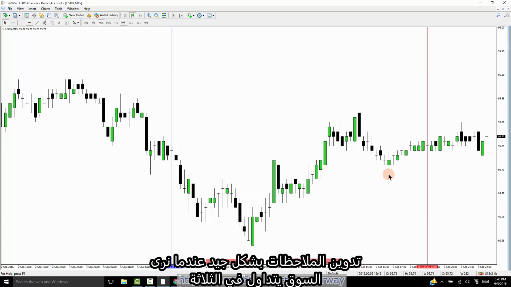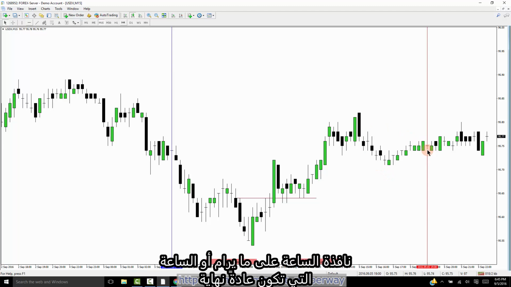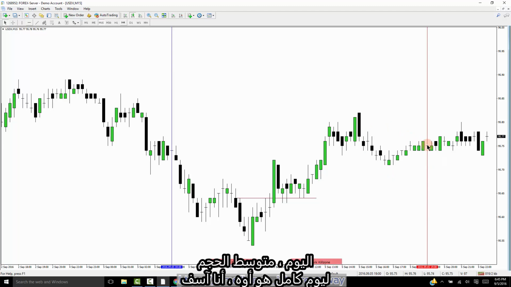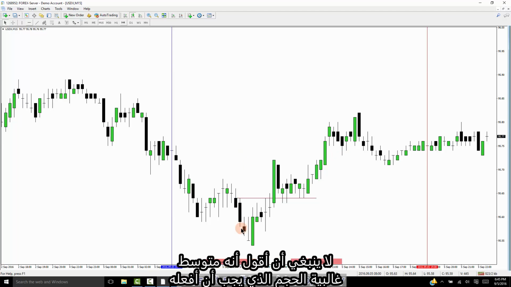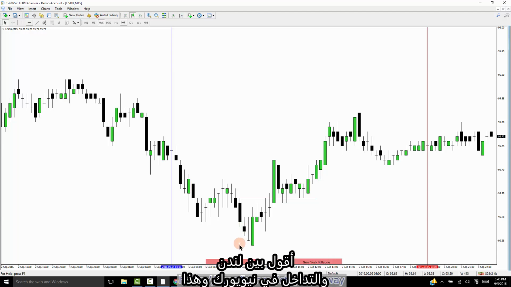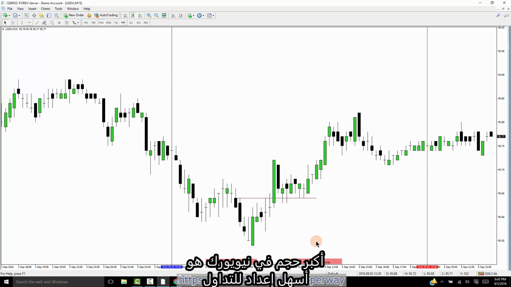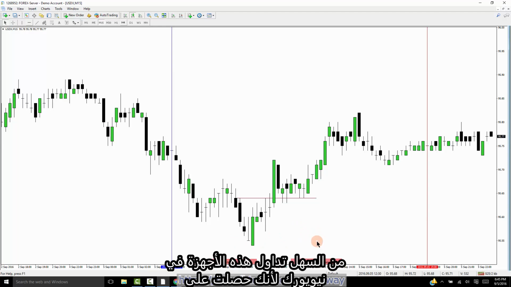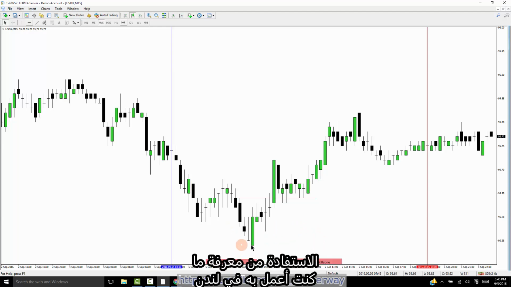When we see the market trade into the 3 o'clock hour, that's usually the close of the day. Now the majority of the volume for the entire day is between the London and overlap into New York. That's the largest volume. New York is the easiest trading setup. It's easy to trade those setups in New York because you have the benefit of knowing what London did.